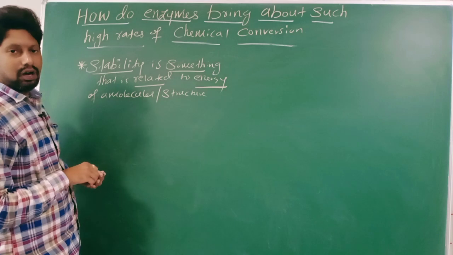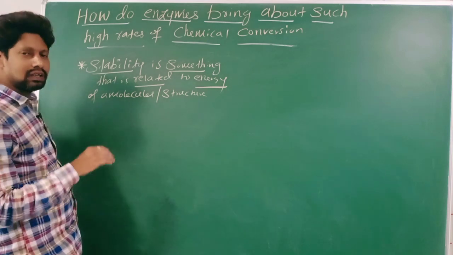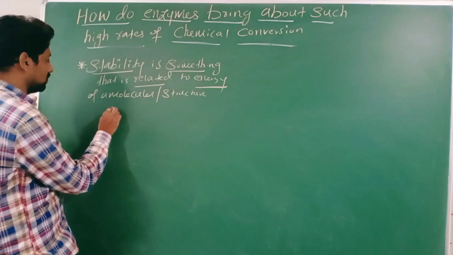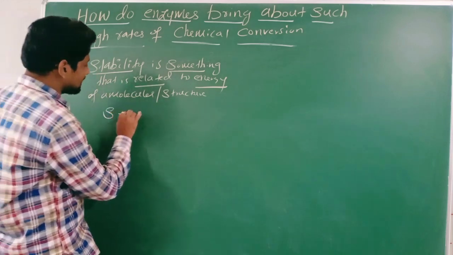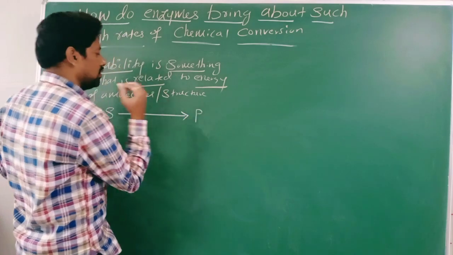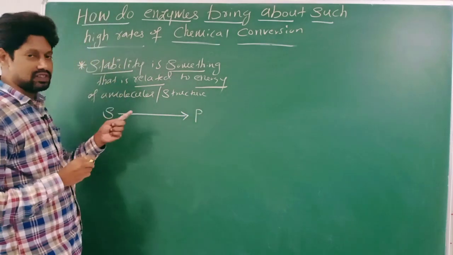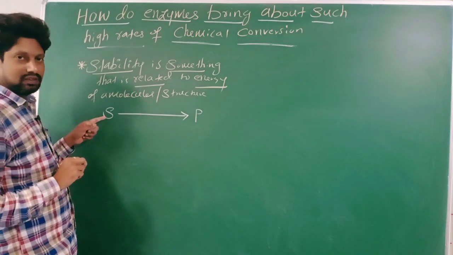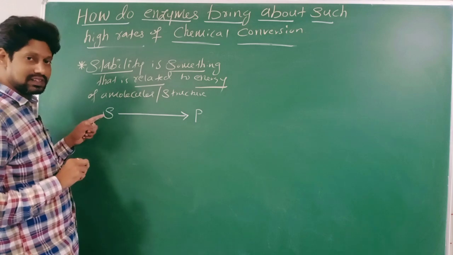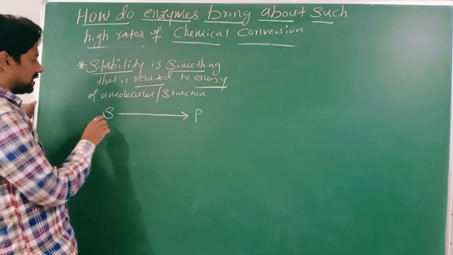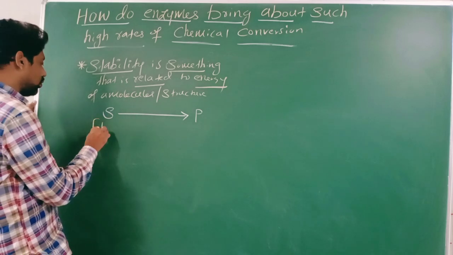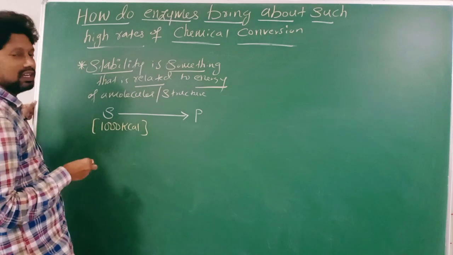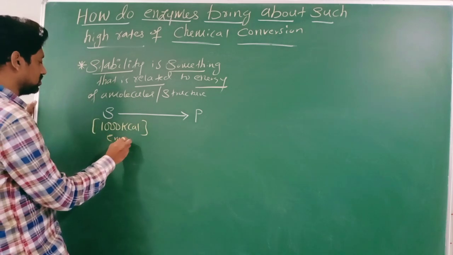Now listen here, sir. In a reaction, substrate is converted into product. For example, this substrate has 1000 kilocalories of energy. This substrate has how much energy? 1000 kilocalories of energy.